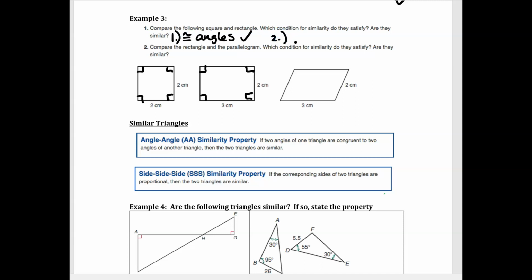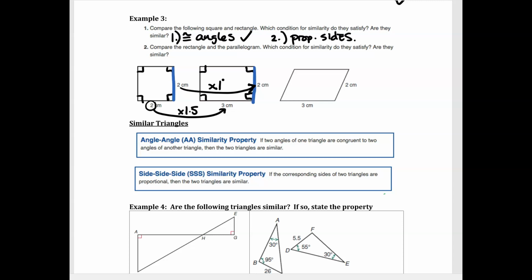The second condition, which is proportional sides, let's look at that. So we've got the side lengths here, and let's match them up, okay? Let's look at this first relationship. This side on the square is 2, and the rectangle is also 2. So that has a scale factor of 1. 2 times 1 is 2. Now over here, if I were to go from 2 to 3, that has a scale factor of 1.5. 2 times 1.5 is 3.